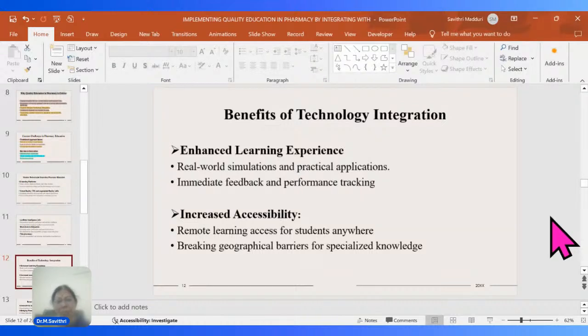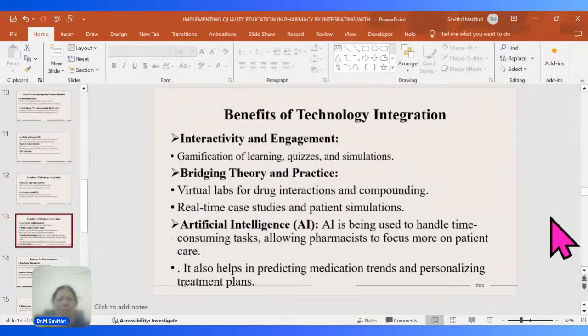Harvard University, and certain doubts can be cleared out, and our standard will also be improved. Breaking geographical barriers for specialized knowledge. If you are interested and want to impart specialized knowledge to your students, first of all, we must learn it. From anywhere in the world, whatever topic you have chosen, that list will come. Whichever topic you want to choose, you can listen, apply, and impart the knowledge to your students.